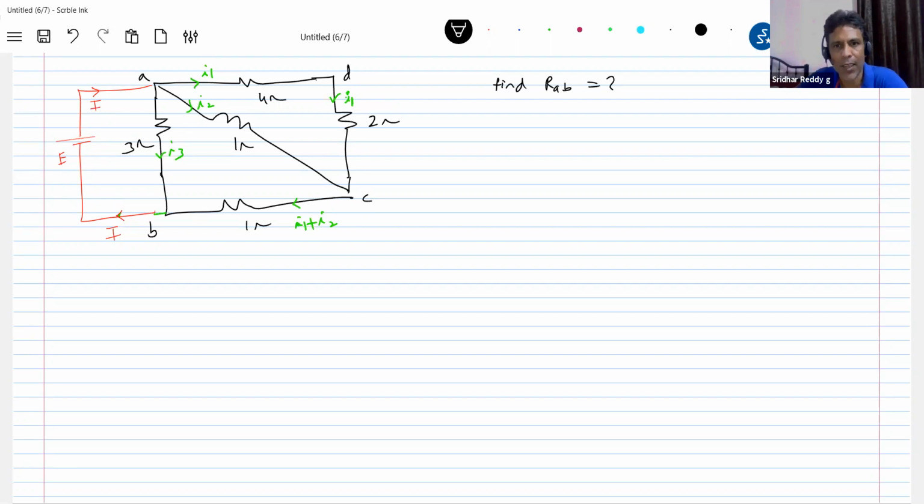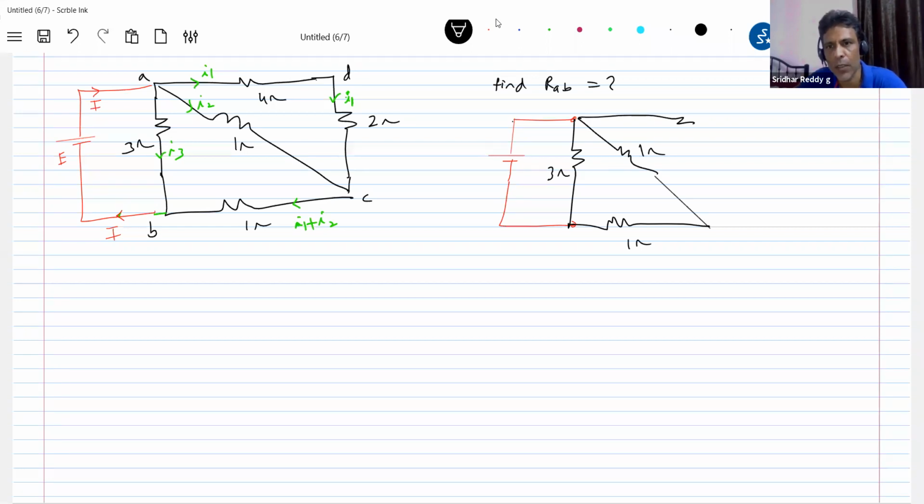Okay, from this I'll simplify the network. This was a cell, and the cell is just brought in for our convenience. Now you come to the simplification of the network. This is as it is 3 ohm. This is 1 ohm, and this 1 ohm. This 4 ohm plus 2 ohm is how much? 6 ohm. It will become like this, 6 ohm.